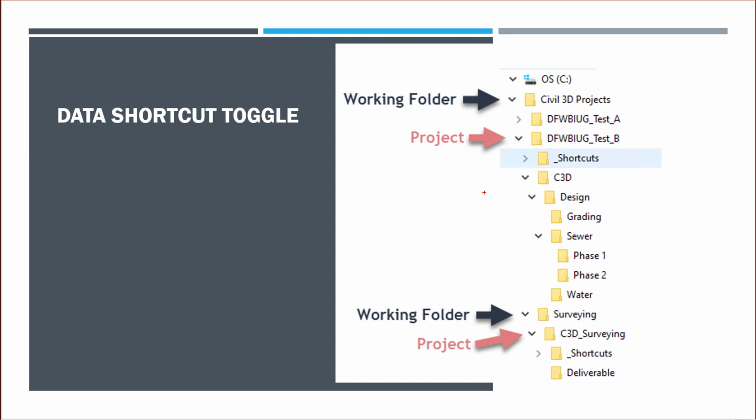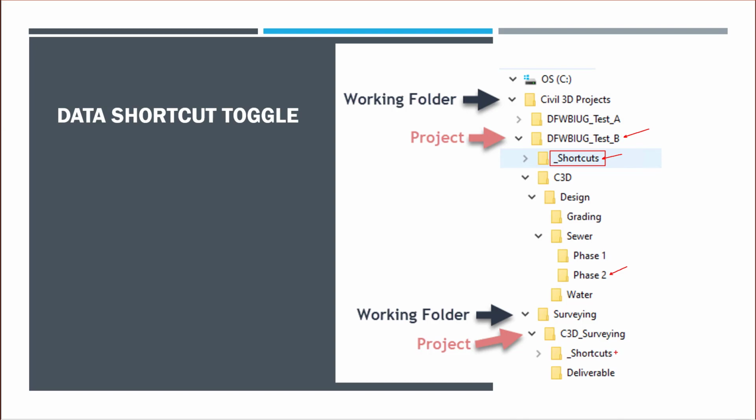So the first thing I want to talk about is the data shortcut toggle. So we might save a drawing in maybe the phase 2 folder, and then we expect the user to set the appropriate project or working folder. And so here in this case, if I save it to the phase 2, my project is going to be the test B folder, and I want to use the underscore shortcuts, which is the folder used by Civil 3D to store the data shortcut information.